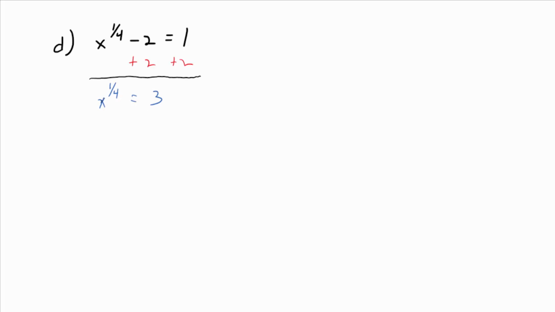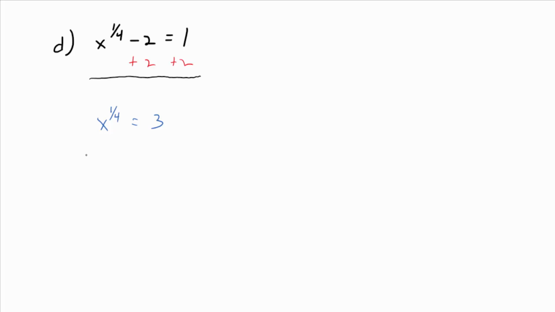Now, how would you get rid of that 1/4 power? It's x to the 1/4 on the left side. You want just x to the 1 power, right? What could you do to both sides? If you think of it in terms of roots, it's the 4th root of x on the left side. You could take both sides to the 4th power.